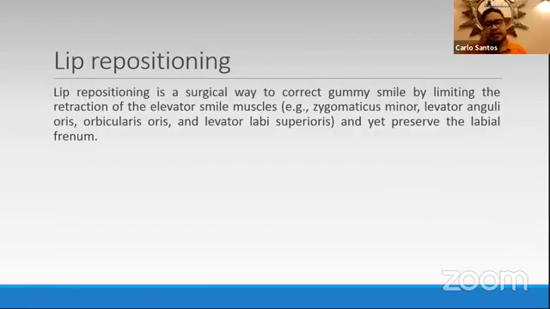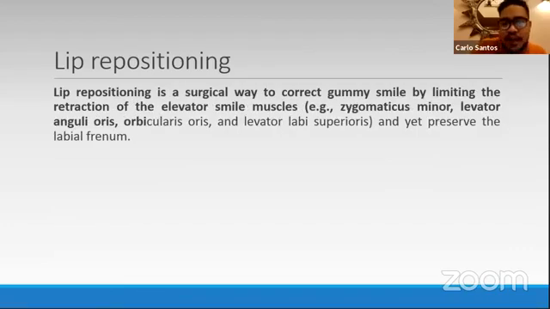Okay, so let's define lip repositioning. Lip repositioning is defined as your surgical way to correct gummy smile by limiting, remember, limiting the retraction of the elevator smile muscles. Your zygomaticus minor, levator anguli oris, orbicularis oris, and your levator labii superioris, and yet preserve the labial frenum.